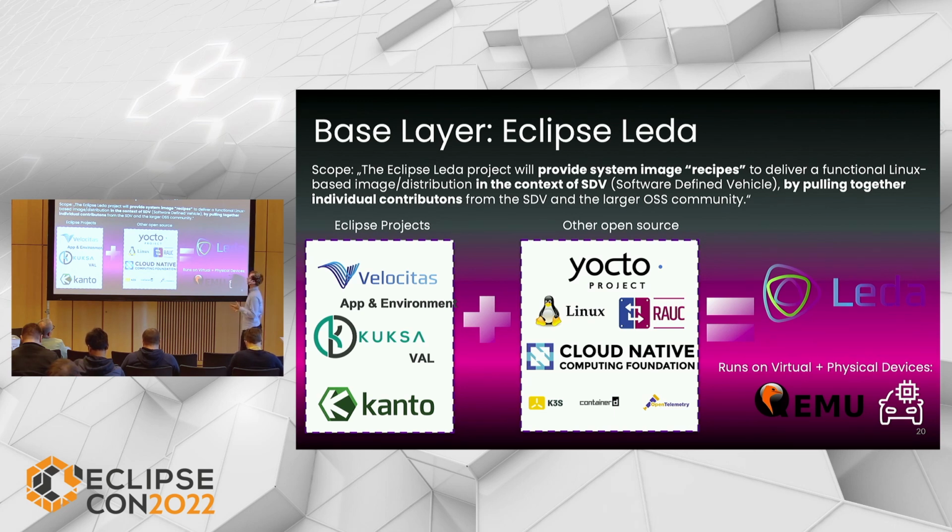So it provides a system image, or kind of recipes, to deliver a functional Linux-based image in the context of SDV by pulling together the individual contributions from SDV and the larger OSS community. There's a lot to process here, because essentially this means we take all the different components we have in SDV, or the Eclipse project, so Kanto, Kuksa.val, Velocitas, which I just talked about, and combine them with some other open source tooling, for instance, the Yocto project when it comes to Linux tooling. And the result of this equation is Leda.